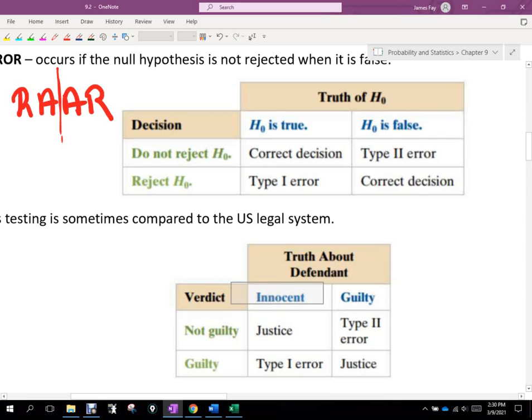But if you're an innocent person and we find you guilty, you should have accepted the null hypothesis, but we rejected it. If we do that, then that's a type 1 error. So you're innocent, but we called you guilty. You're now going to jail. You're an innocent person in jail, right? Now, for you, that's a bad thing, right?